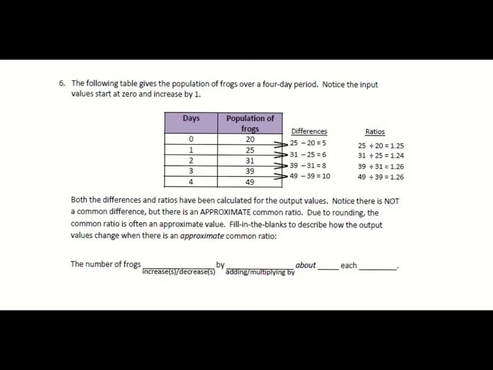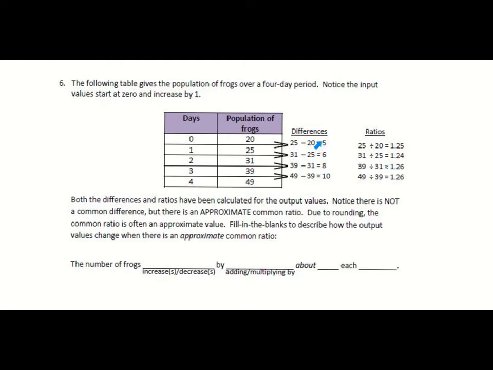Okay, number 6. The following table gives the population of frogs over a 4-day period. Notice the input values start at 0 and increase by 1. Both the differences and the ratios have been calculated for the output values. Notice there's not a common difference, but there's an approximate ratio. So sometimes when you divide, you're not going to get exact numbers, okay? Because you're doing like population growth, the numbers may not be exactly the same, but you want to look for the one that's the closest to the same.